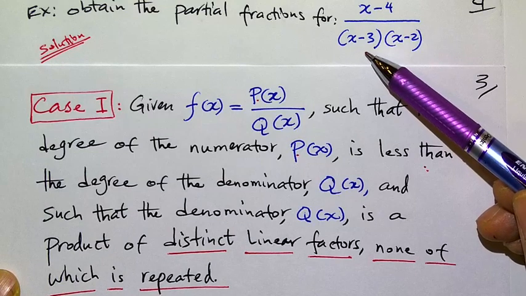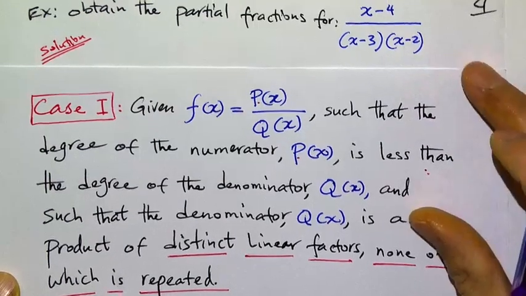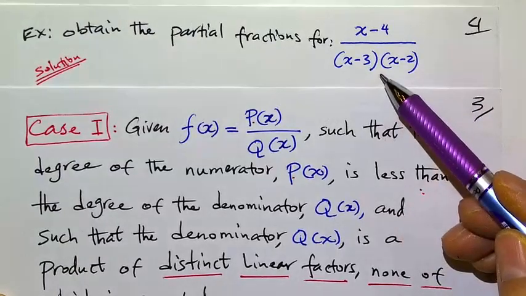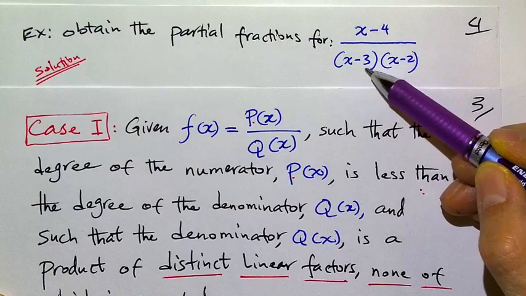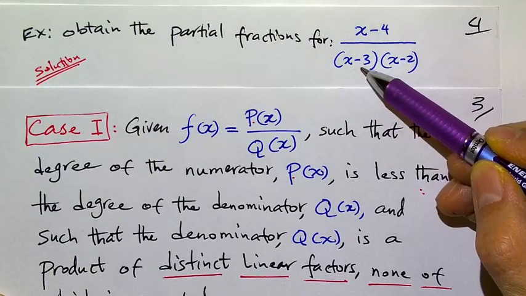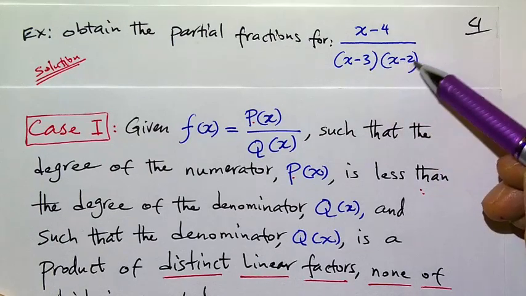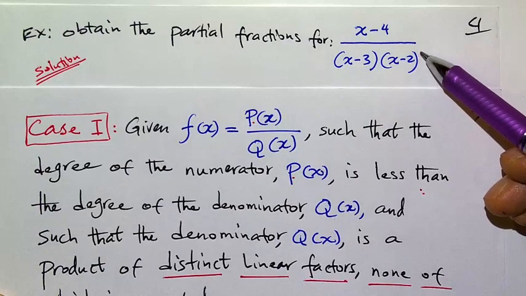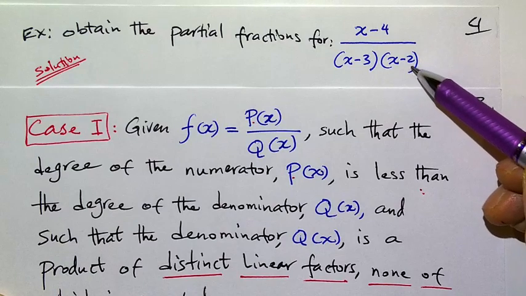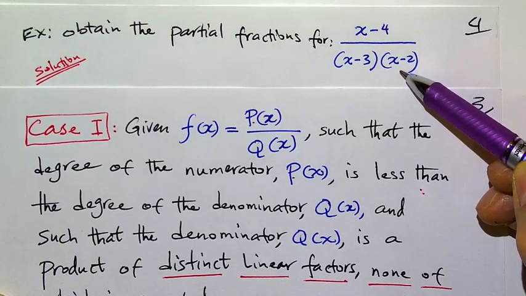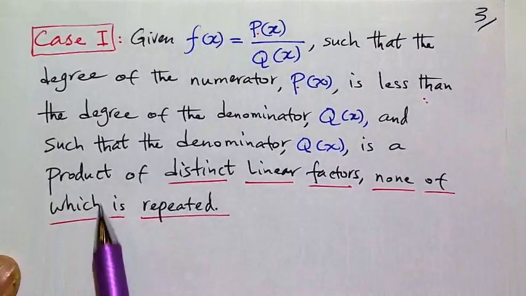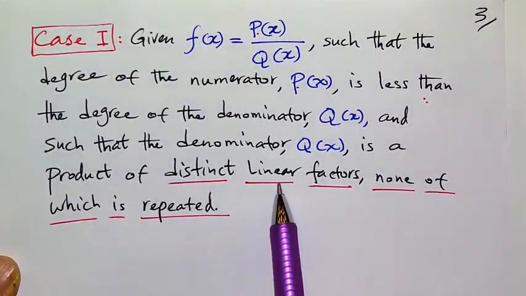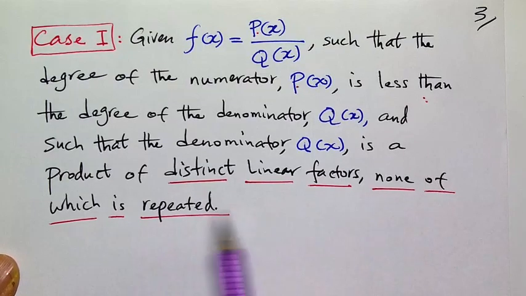How would we notice that? Well, if any of these denominators were repeated, you would have a power higher than 1. So you would have x minus 3 squared, or x minus 3 cubed, or x minus 2 squared, or cubed, or some other power than positive 1. That would indicate a repeated linear factor. But in this case, we have distinct linear factors, none of which is repeated.